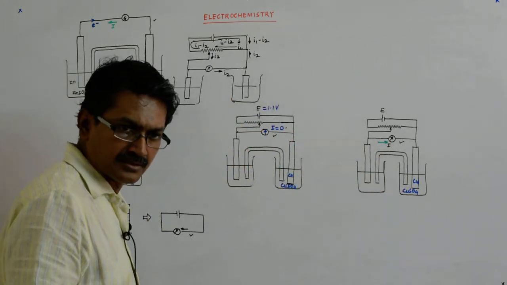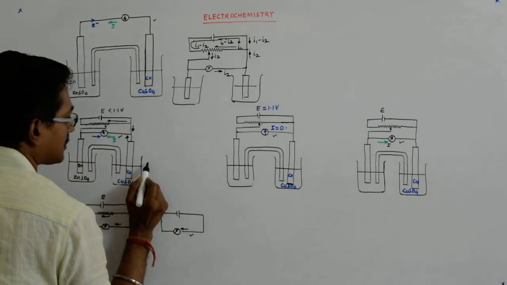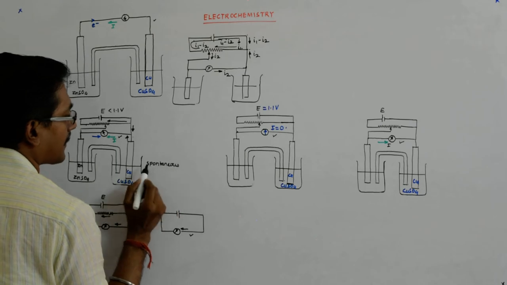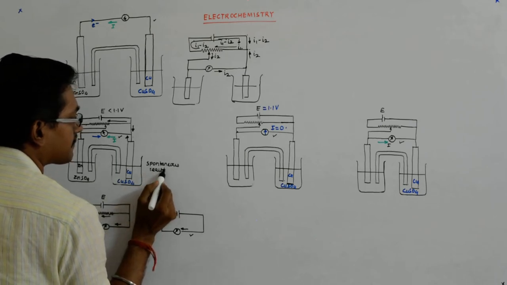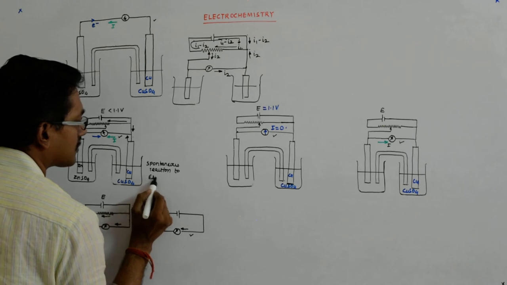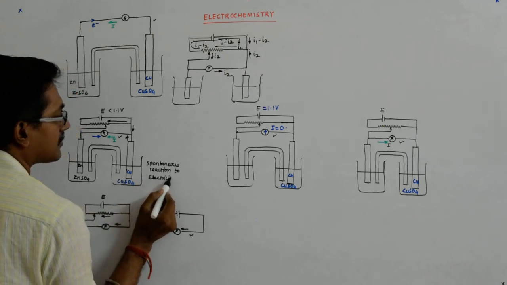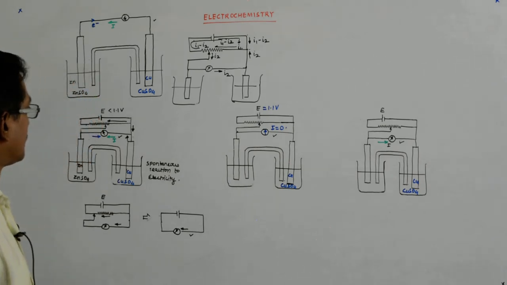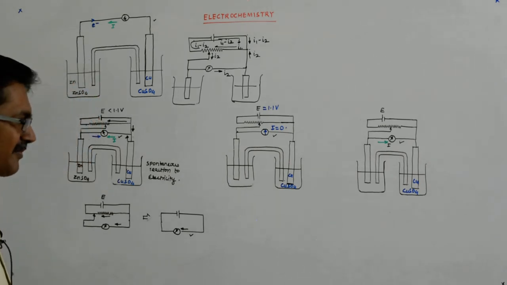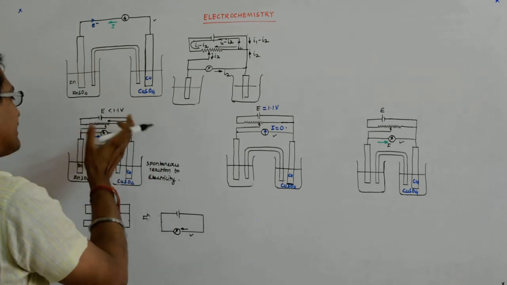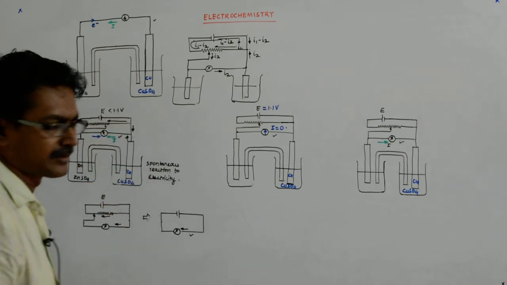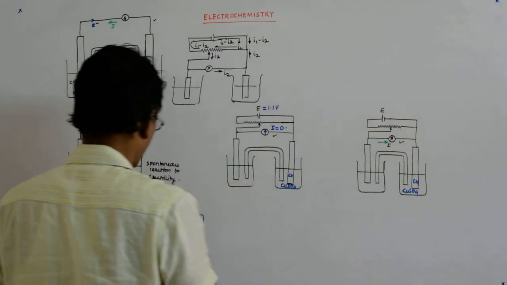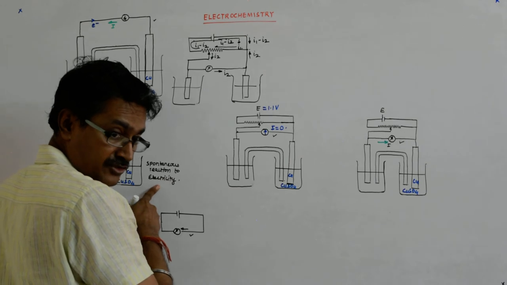And what happens? So here what happens? Spontaneous reaction. Reaction to electricity. I am saying that if the net current is here, the galvanometer is showing like that, right? And so here spontaneous reaction becomes electricity.